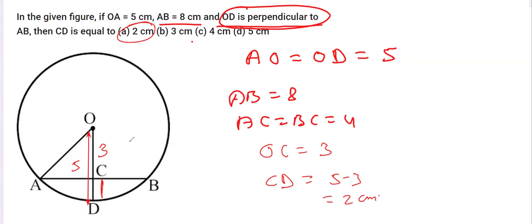The property used here is number 1, perpendicular drawn from the center bisects the chord. And the second property that we used is Pythagorean triplets. That is, in a right angle triangle, the square of the hypotenuse is equal to the sum of the squares of the other two sides.